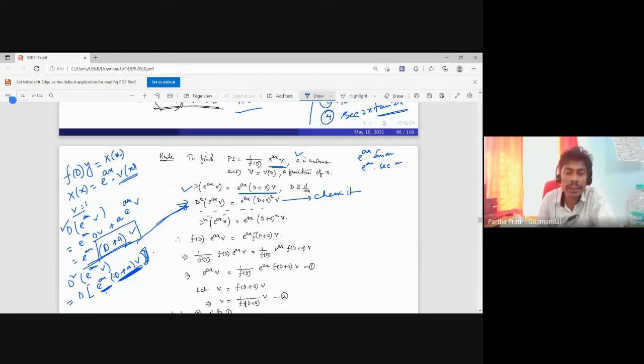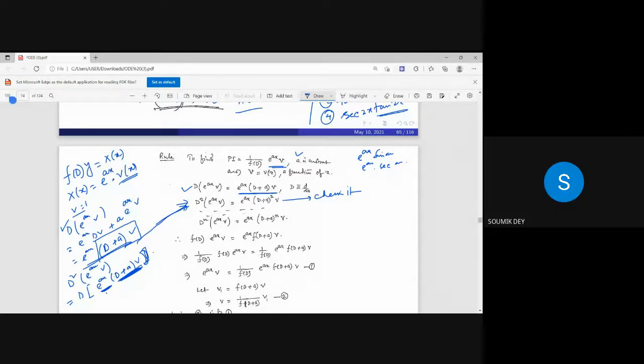Do you have any query that I have to derive this, or can you do it or not? Tell me, then I will proceed. What is V1?